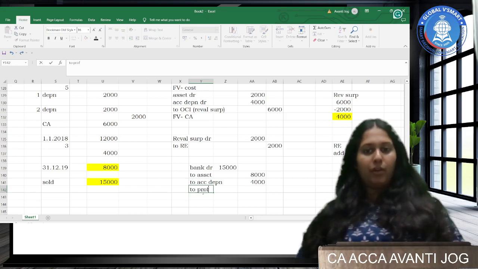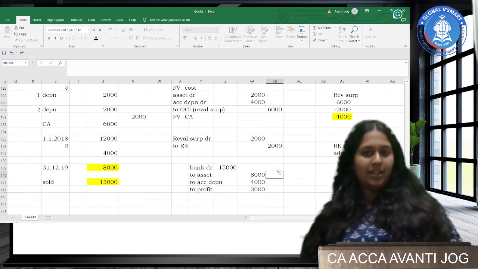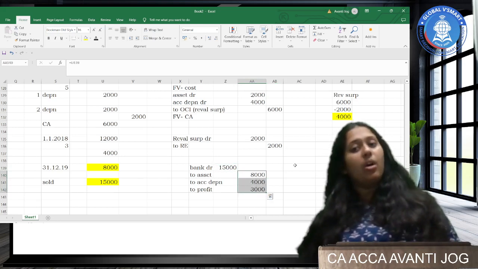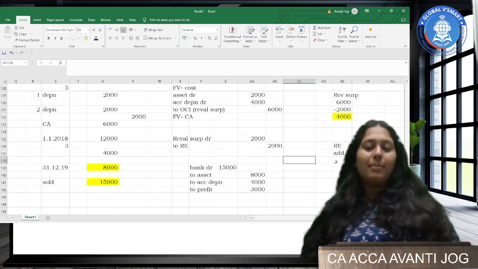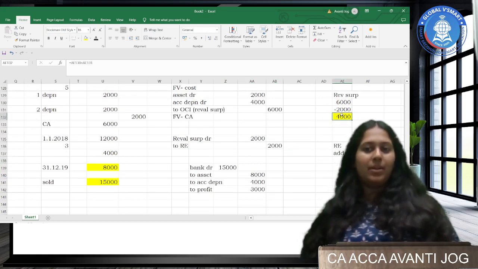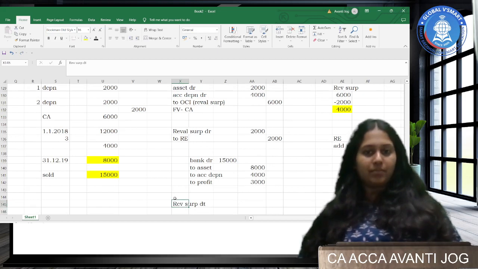So what is the profit I take? Profit I take is the difference, 3,000. Now where did I get this 3,000 from? Okay? This 3,000 is basically the difference what we get after deducting all of this. Okay. Ab jab ye profit realize ho gaya hai, so we need not keep this amount in revaluation surplus. We can transfer it to the retained earnings because now this profit has been realized.